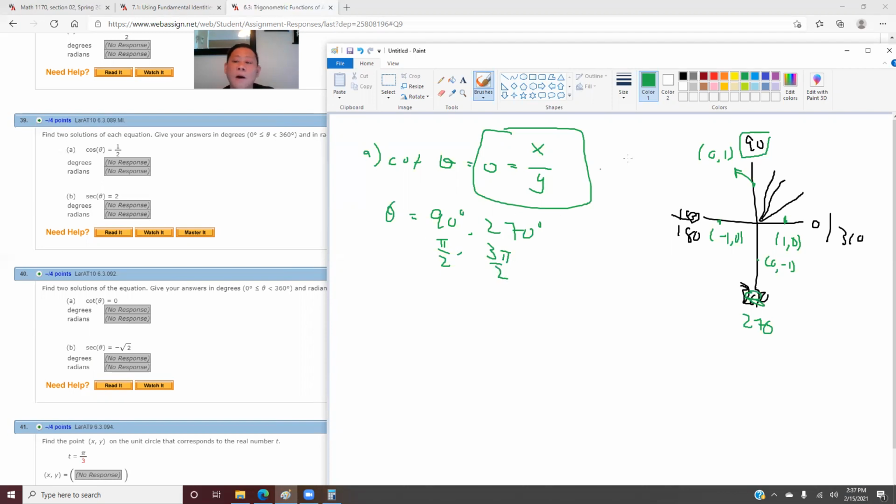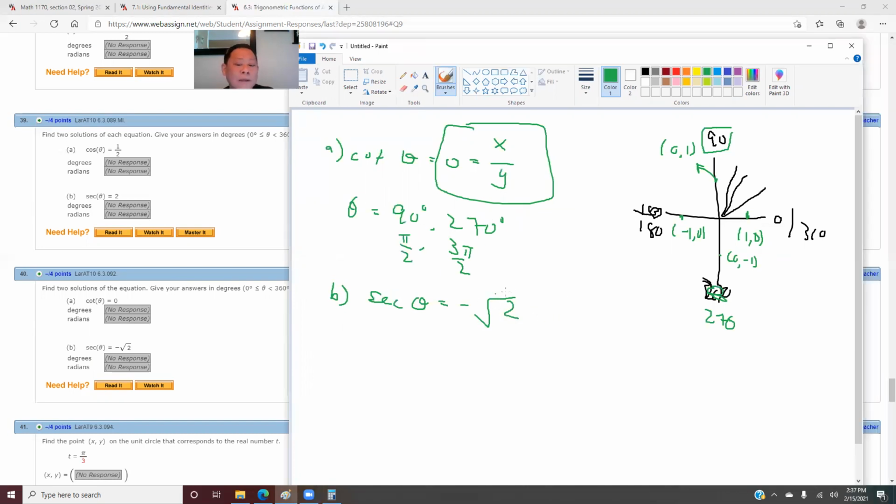Okay, now B is asking for secant theta equals -√2. Now remember √2 from last time? What angles give us √2? The one in the middle, the 45? Yes. So this is actually 45 degrees, what you learned in 6.2.